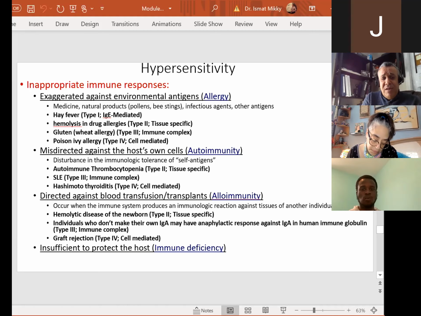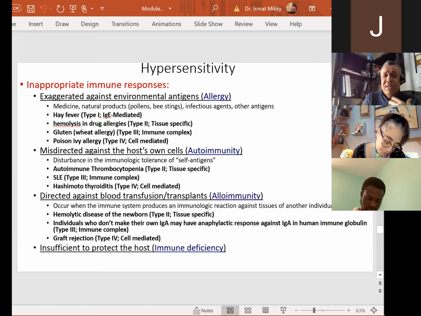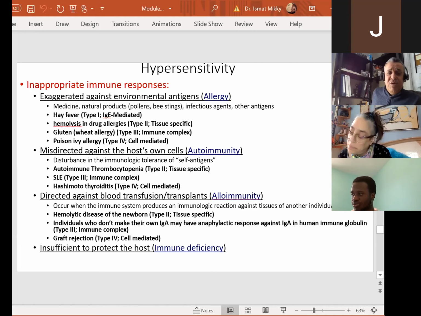An example of alloimmunity as type 2, which is tissue specific, is hemolytic disease of the newborn. And I will give an example of that right after I mention the fourth type, which is immune deficiency, which is insufficient to protect the host, when our body is immunodeficient.